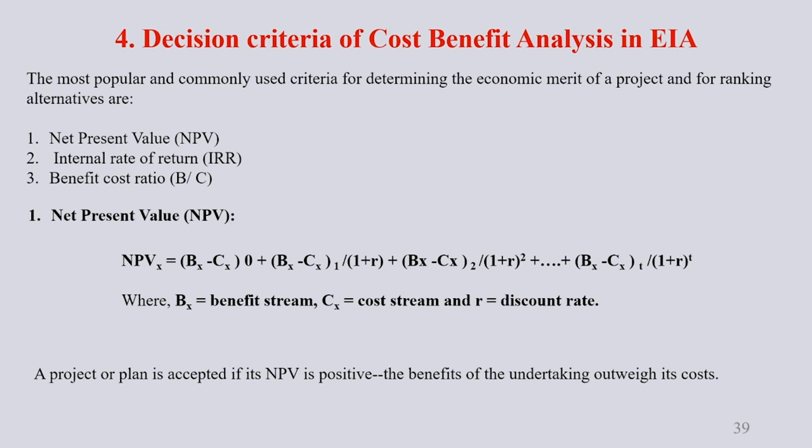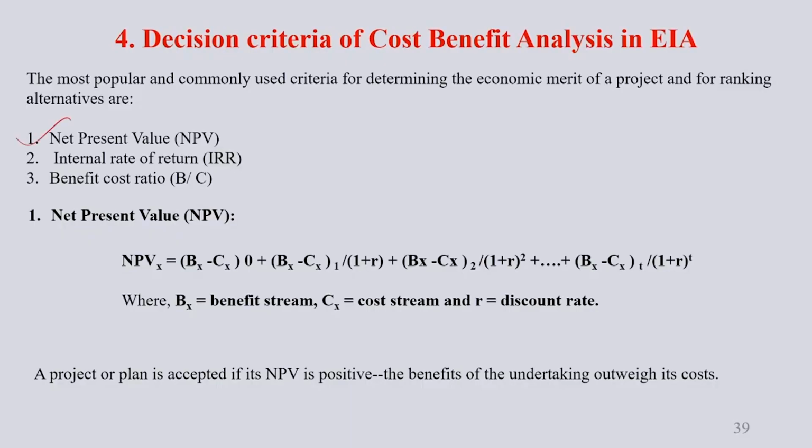All right. Now, the decision criteria of cost benefit analysis in EIA. What are the criteria that you actually consider for CBA? The most popular and commonly used criteria are for determining the financial merit of a project, and whether that particular project in the long run is going to make a profit or loss, so that you will get to know. The criteria for determining the financial merit of your project are the most important part of your project's success or failure. Now, what are those criteria?